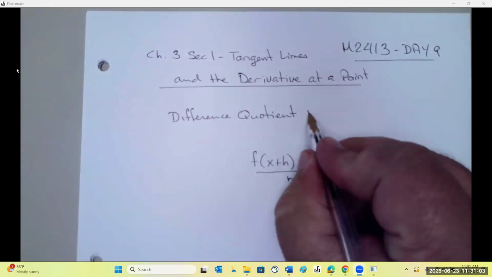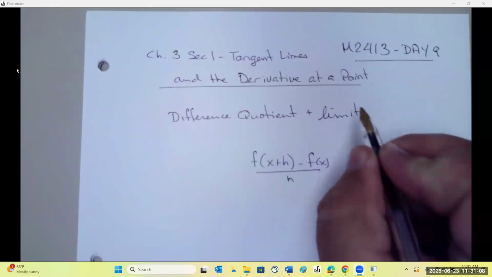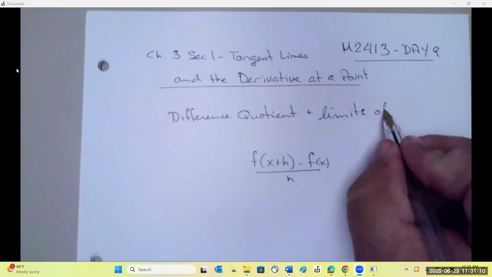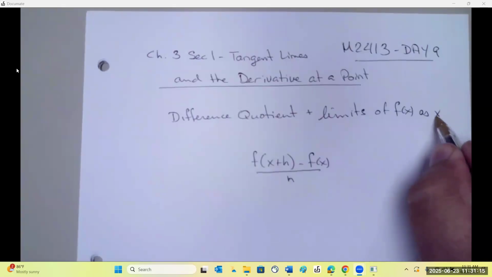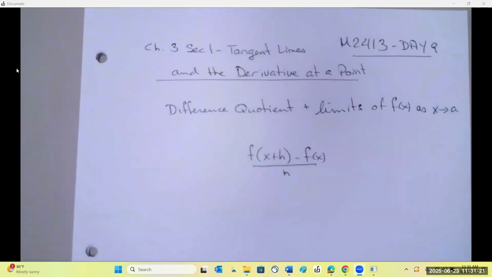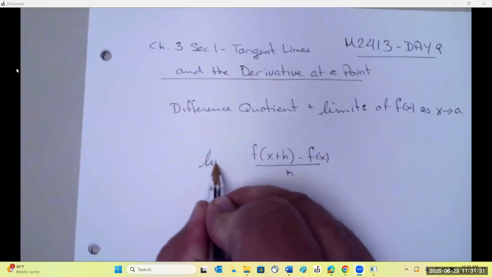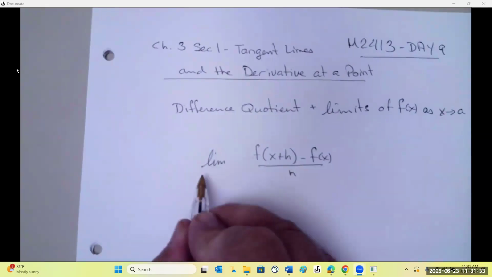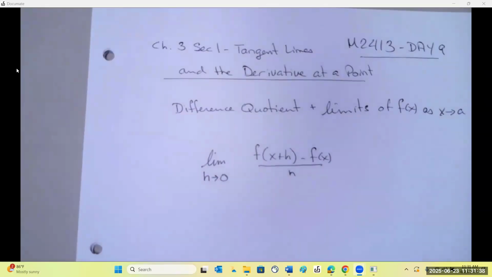And then the limits of functions as x approaches some number. So that's what we're doing here, as h goes to 0.